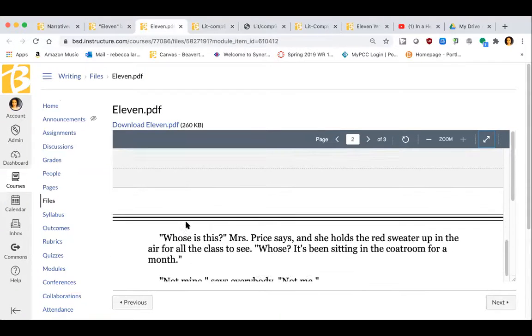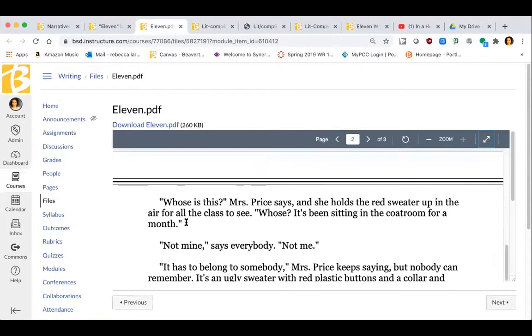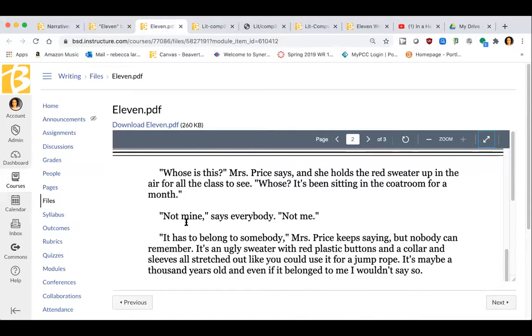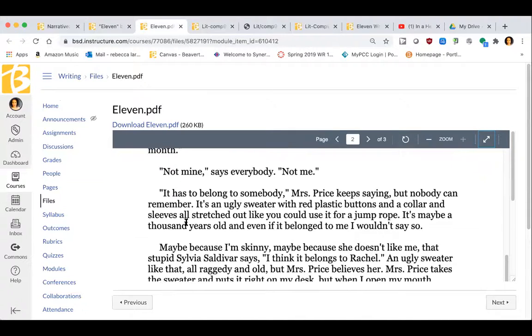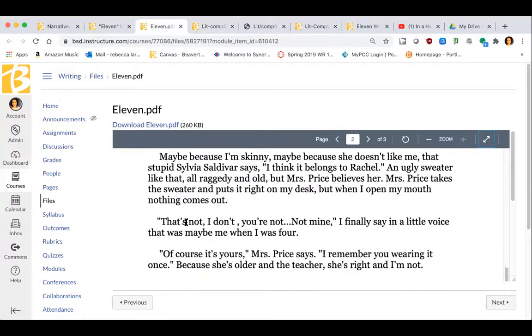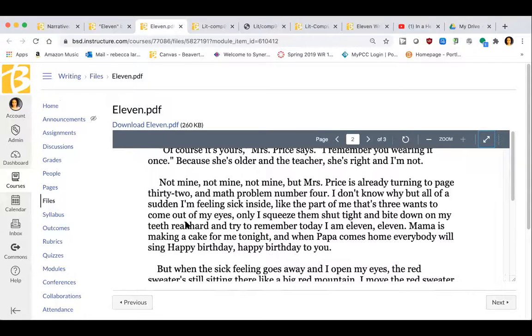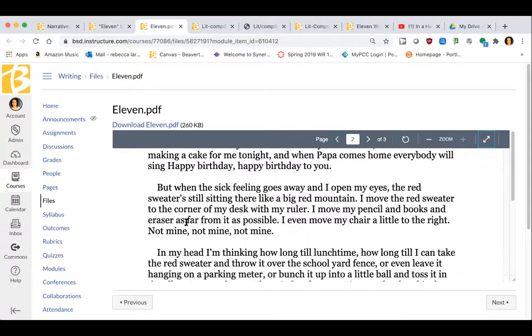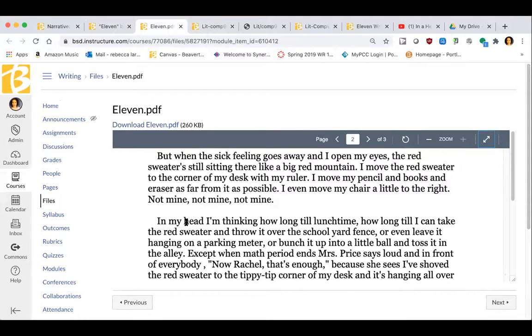We get this Mrs. Price, and "Whose is this?" And everyone says, "Not mine." We see that the protagonist, the main character, Rachel, is quiet. She doesn't say anything when the sweater is put on her desk. Then we see she's really upset. It's that rising action. And then suddenly Mrs. Price makes her put the sweater on.